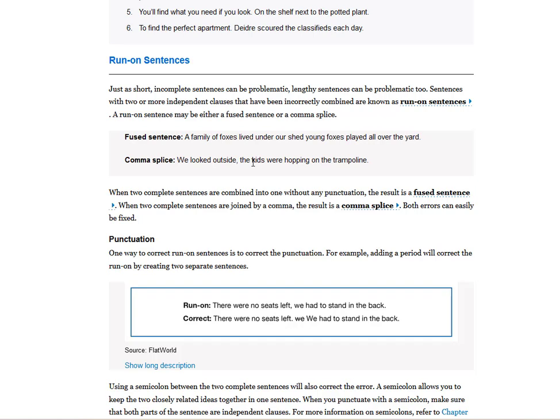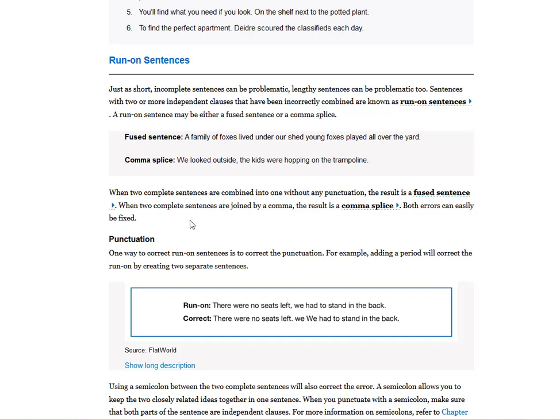That's wrong. So you fix this by putting a period there. When two complete sentences are combined into one without any punctuation, the result is a fused sentence. So when they ask you on the quiz, what's a fused sentence? That's when two complete sentences are combined into one without any punctuation. You've got to memorize their words.